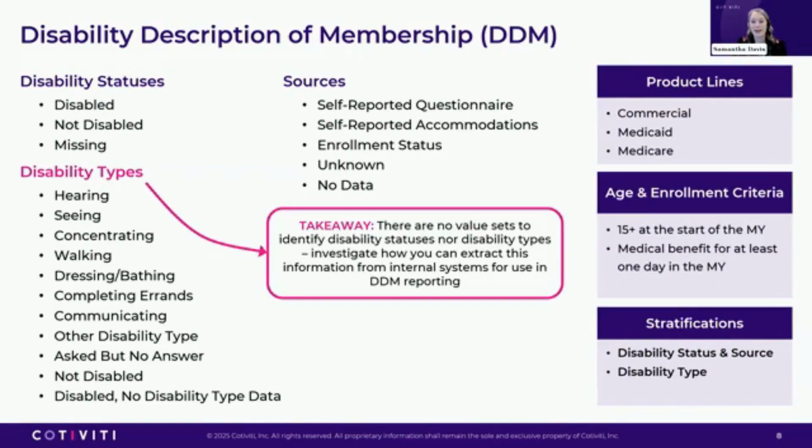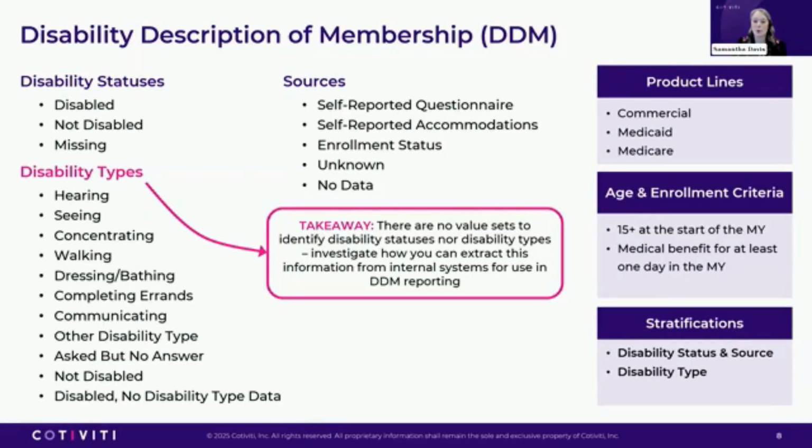Note that this measure does not have any value sets or specific recommended ways to capture and report this information. The organization is expected to take any internal methods of identifying member disabilities and translate that into NCQA's provided categories and sources accordingly. We recommend looking into whether this type of data is available in any of your internal systems that could be extracted for HEDIS reporting, as well as collaborating with your certified HEDIS vendor on how this data can be ingested into your HEDIS engine.